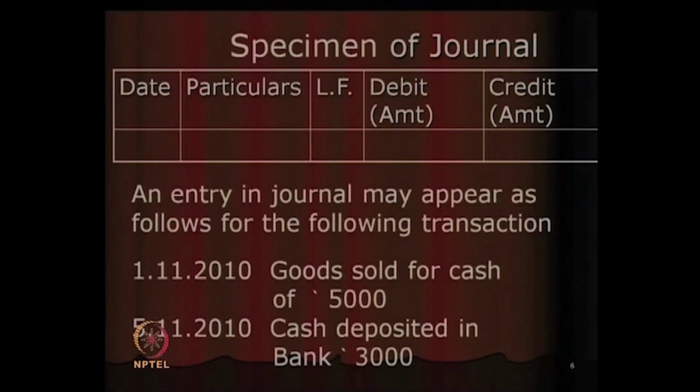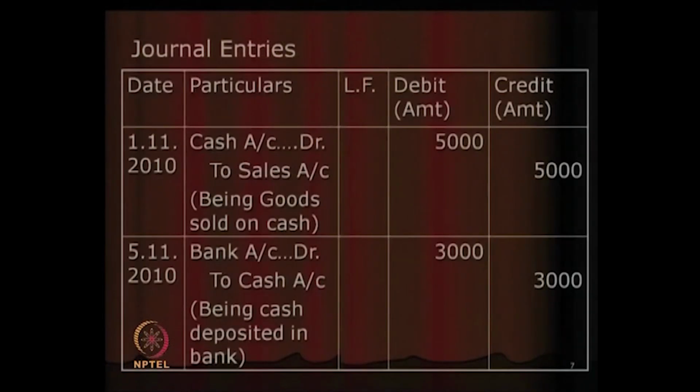Now, first thing, we will try to take some entries and see how they are recorded. On 1/11/2010, goods sold for cash rupees 5,000, 5/11, cash deposited in bank rupees 2,000. Now, only two transactions, so that you understand the journal entry clearly. Now, the cash account is debited by 5,000 and sales account is credited by 5,000. Here goods are sold for cash.